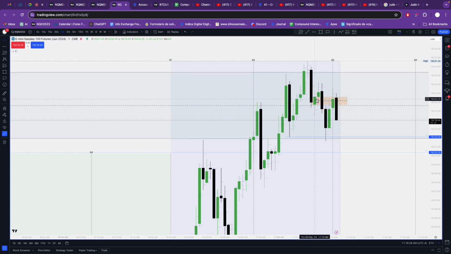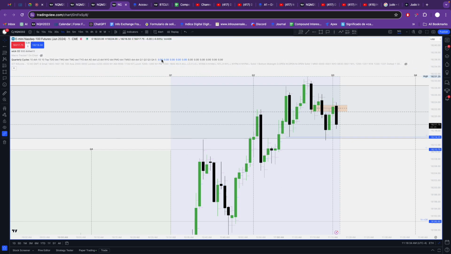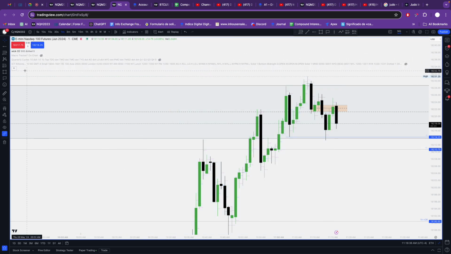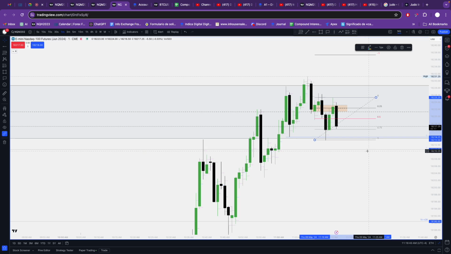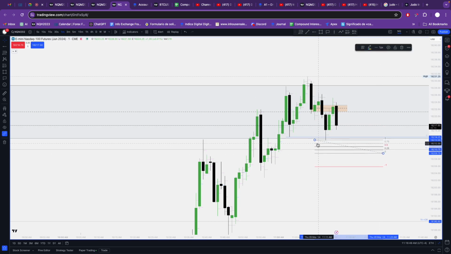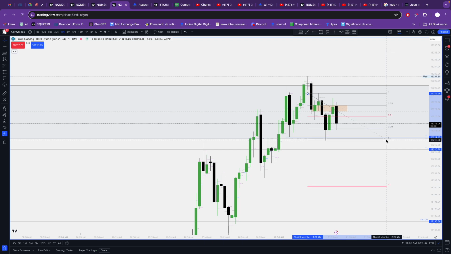What is this? Oh, this is the propulsion block, right here, propulsion block. So let's see what happens. Now we're stuck between this range here. Let me get rid of this. Okay, so now we're back in discount. Actually, I got this wrong. Should be high to low. Yep, so still in discount. Let's see what happens on the 15.